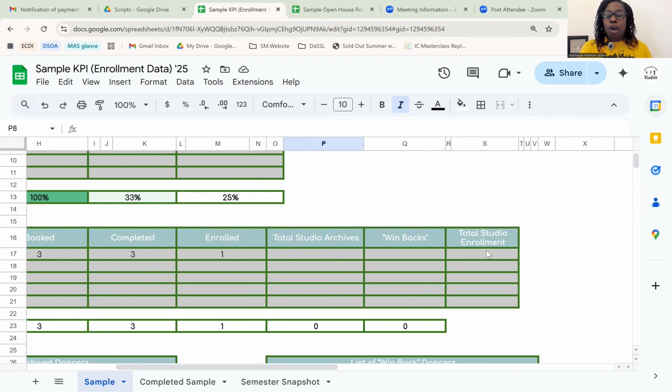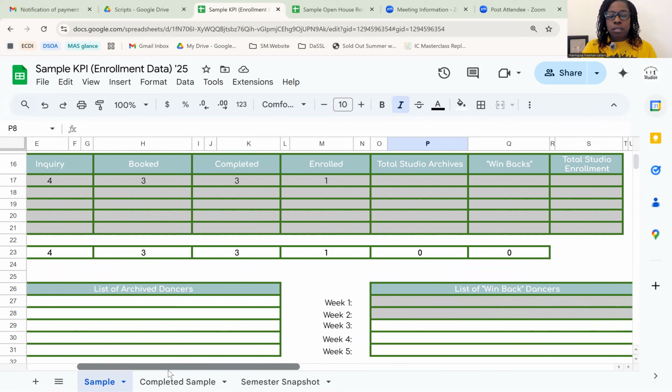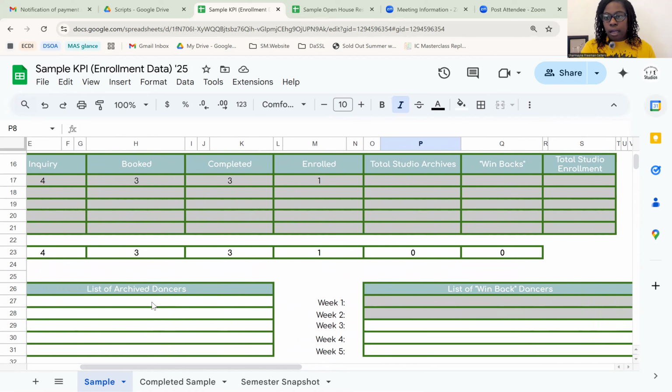Then we have our number of total studio enrollment. We do this on a weekly basis, again, because we want to track our KPIs weekly, monthly, and quarterly, of course, annually as well, but mainly weekly, monthly, and quarterly. So when we are inputting data for families being archived or win backs, we put the actual names of the dancers in our spreadsheet. Why do we do that?